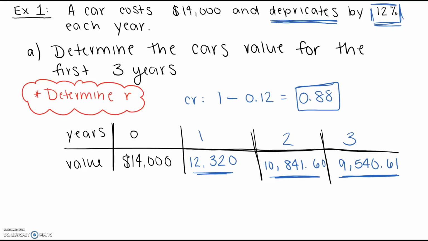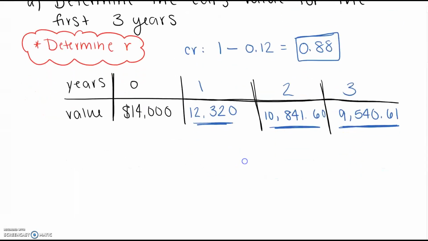All right, round 2. So we just finished making a table, and we found that after 3 years, the value of the car will be $9,540.61. Okay, so I could give you a follow-up question and say, write a recursive formula.